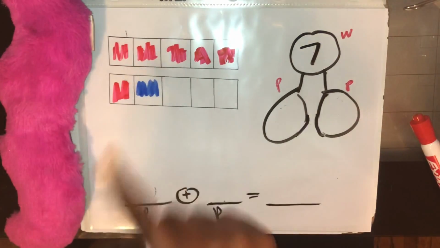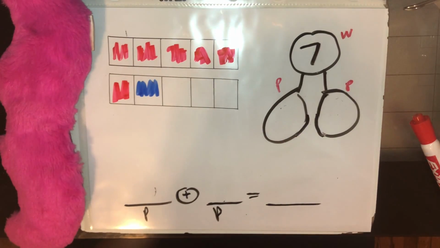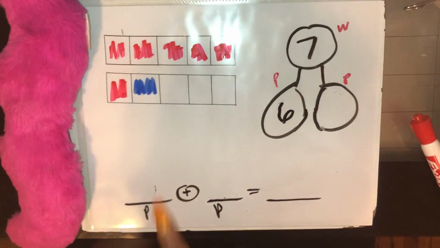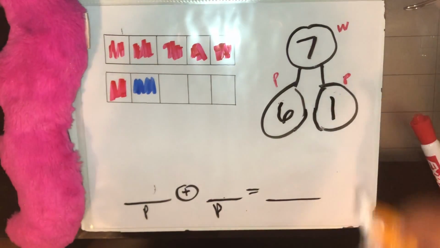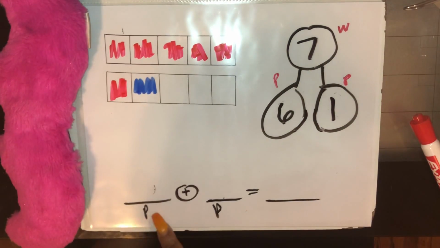Okay, now how many are red? Should you put here? Yep, 6 are red. And how many are blue? 1 is blue, and 6 plus 1 equals 7. Now let's use our number bond to help us. Our equation to help us.